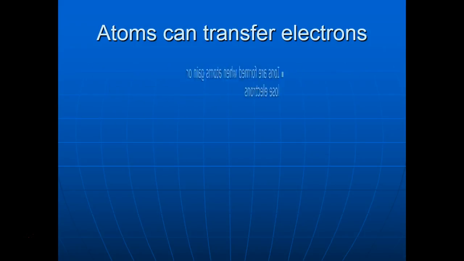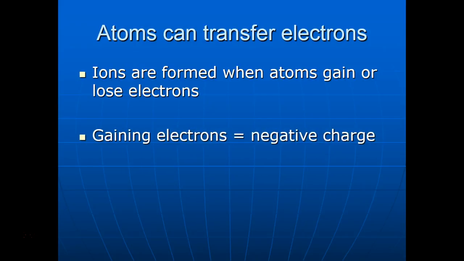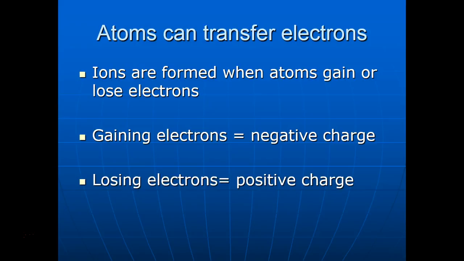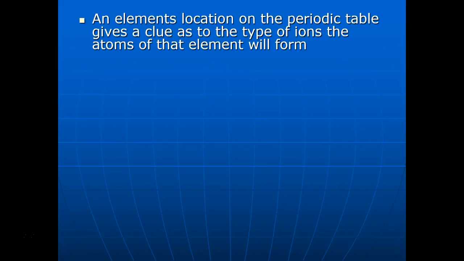We know that atoms can transfer electrons. When we have ions that are formed when an atom gains or loses electrons, we know that gaining electrons gives the atom a negative charge because it's adding negatives to the overall atom, and losing electrons gives the atom a positive charge because we're taking away some negatives, making the positive charge bigger. And those ions then are used to form bonds.